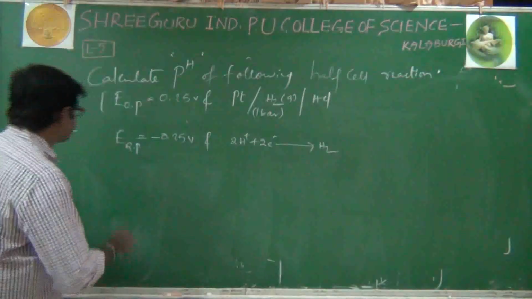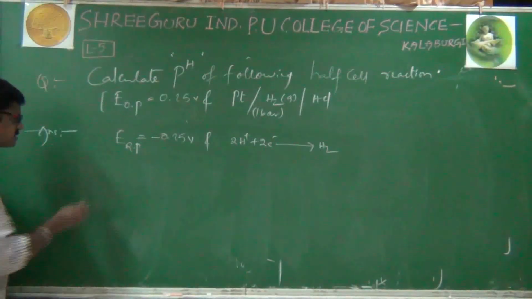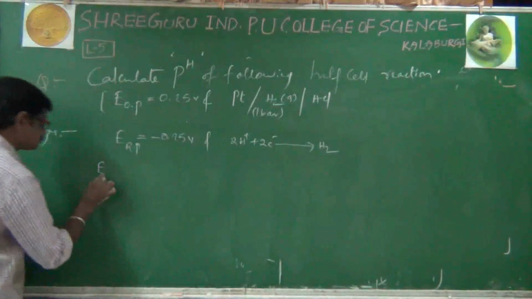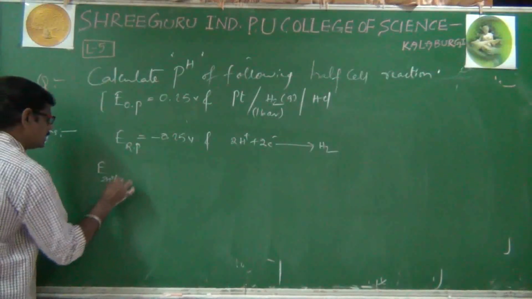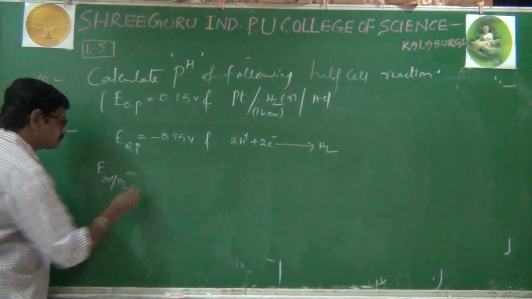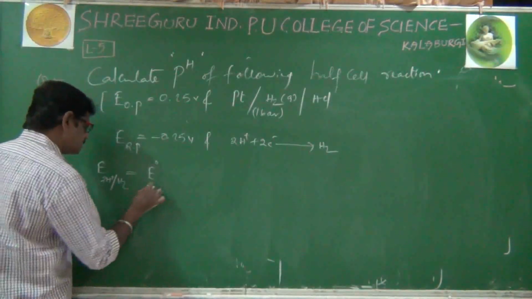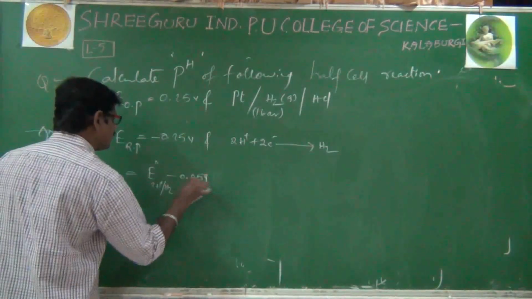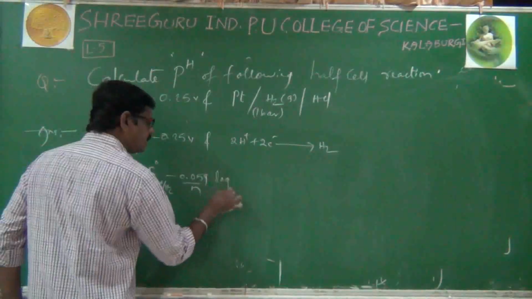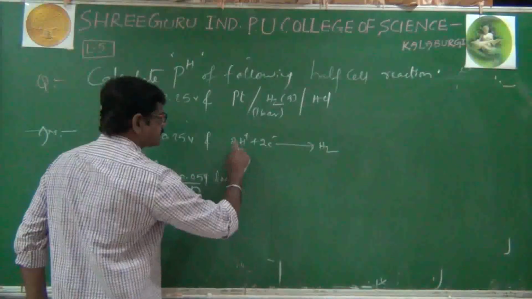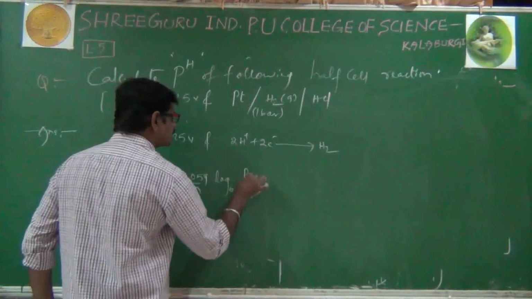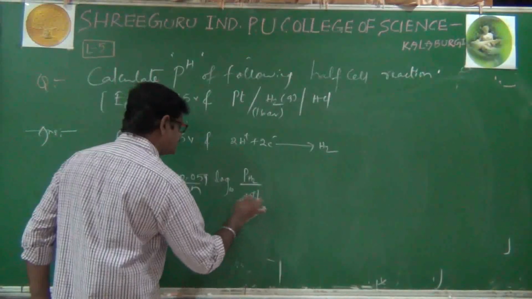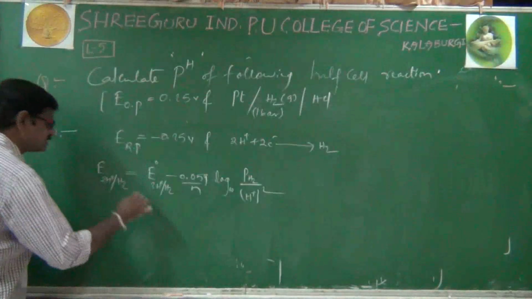We'll write the Nernst equation again. E of 2H plus oblique H2 is equal to E naught of 2H plus oblique H2 minus 0.059 by n log base 10 of product by reactant. Again, the product is a gas, pH2, divided by the reactant, which is the ion, H plus squared.